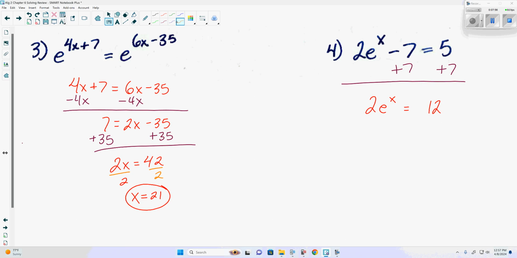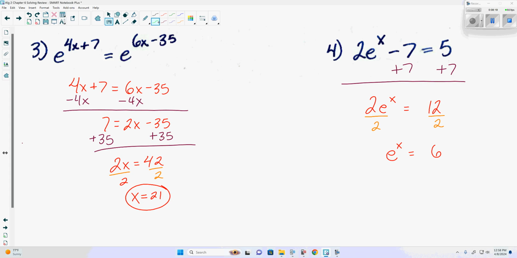So we move the 7. Now we need to move the 2. So we would divide by 2, telling us e to the x is equal to 6. Questions on how we got to this here? Get ready for the next step.